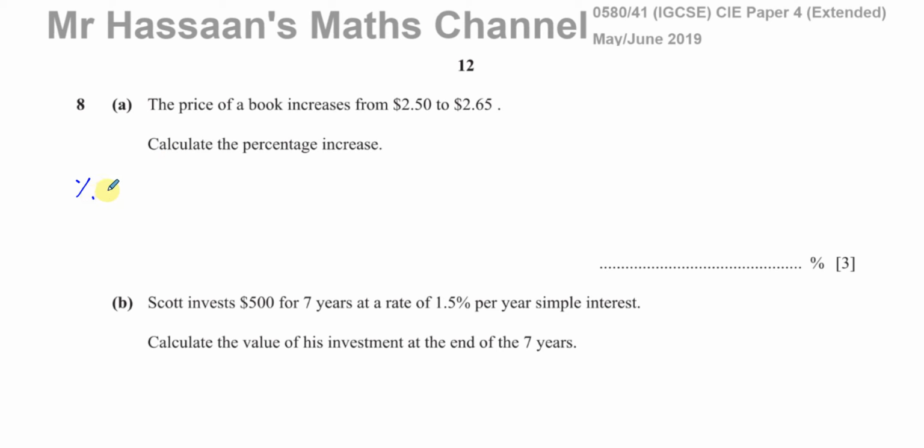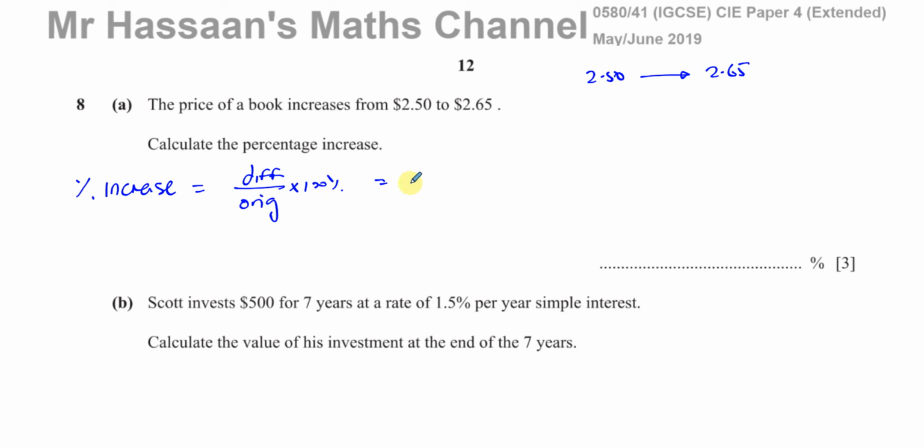Now the percentage increase is equal to the difference between the original price and the new price. It has gone from 2.50 up to 2.65, so this is the original price and this is the new price. So the percentage increase is basically the difference between the two prices divided by the original price times 100%.